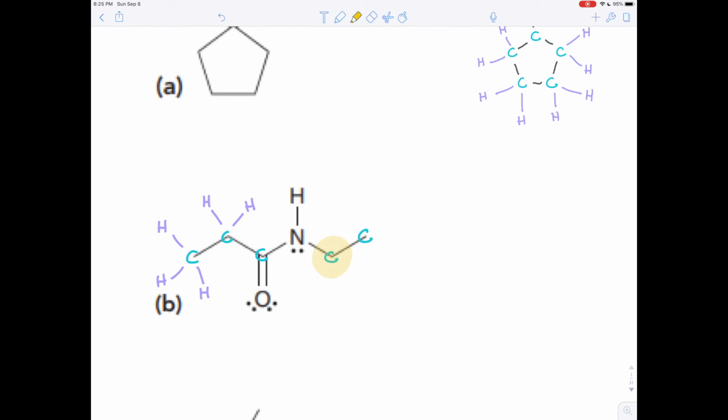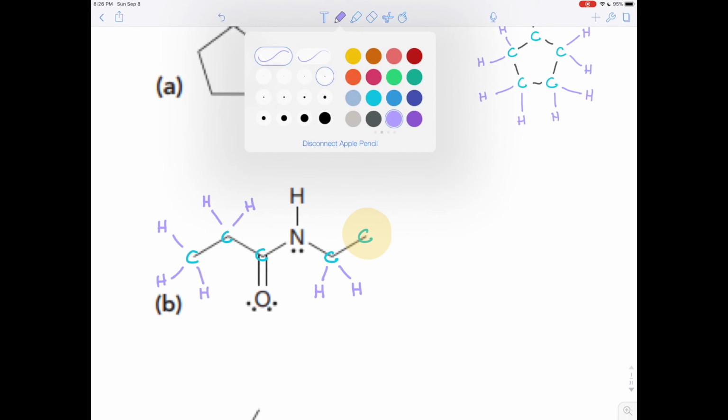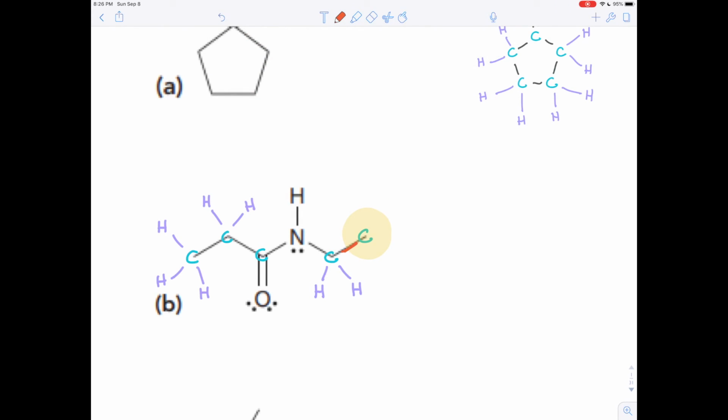The next carbon is over here, and that carbon has 2 bonds explicitly drawn around it. To get a total of 4, you have to draw 2 more, and those implied bonds always go to hydrogen. Finally, the last carbon on the right has only 1 bond explicitly drawn in. And so to get a total of 4, you would want to add 1, 2, 3 bonds. All of those implied bonds go to hydrogen. And so that gives you a total of 1, 2, 3, 4 total bonds around that carbon.